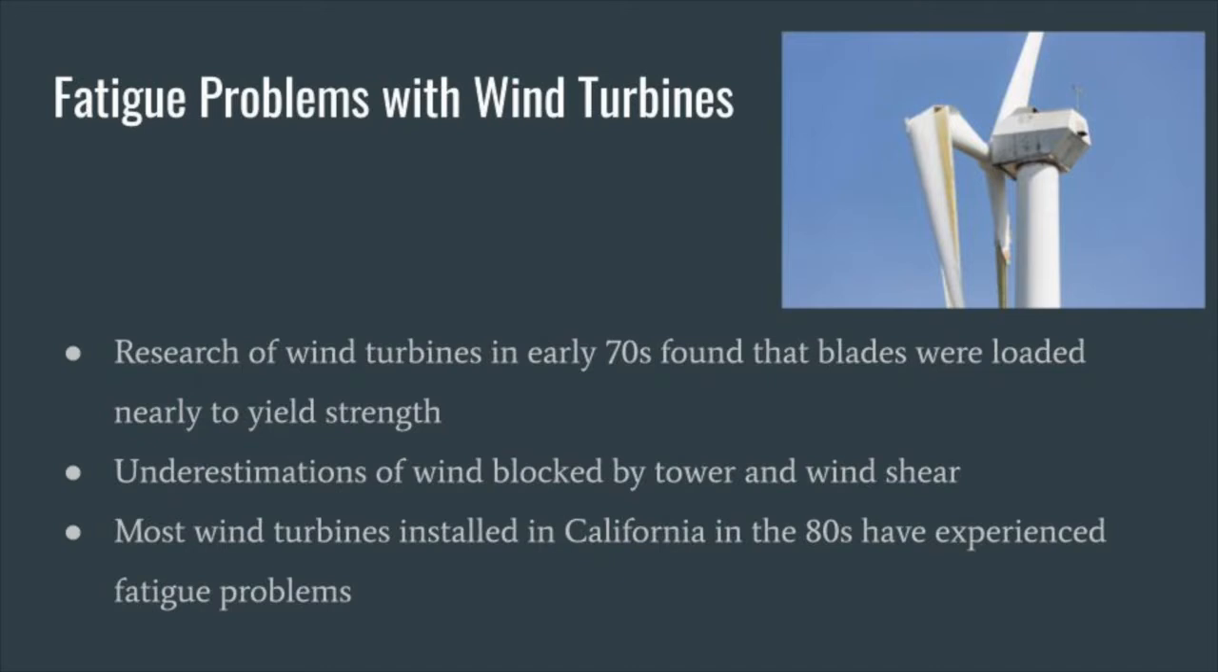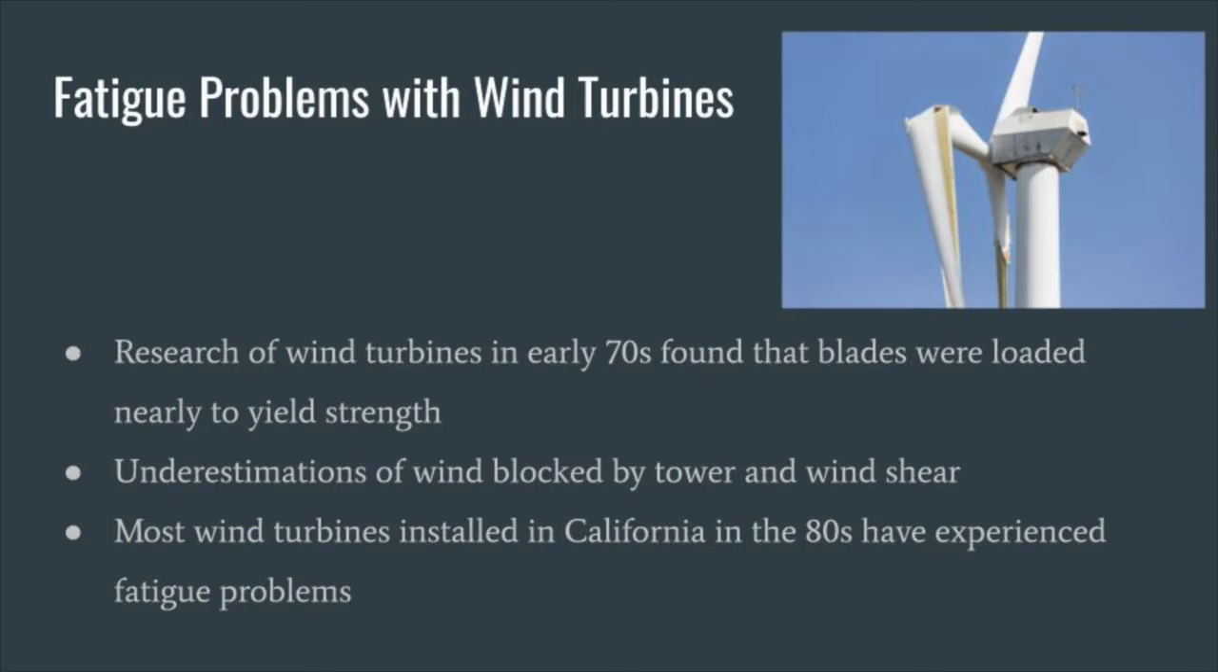So what fatigue problems do wind turbines have? Well, early attempts at using a modern wind turbine faced problems, initially thought to be caused by poor aerodynamics. However, with the use of a strain gauge, it was found that the blades were loaded to almost their yield strength for every rotation. This was in the early 70s, done by Sandia National Laboratories.